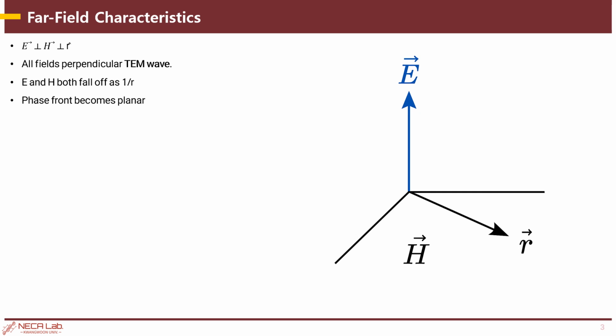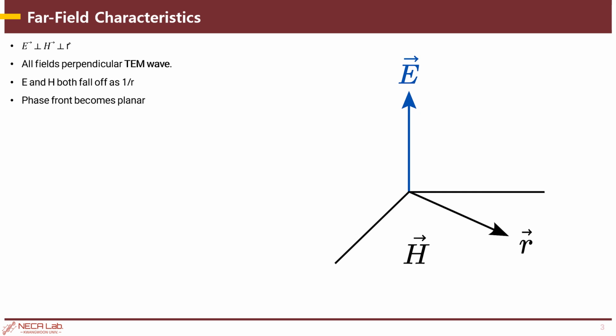Here in the far field zone, the electric field E, magnetic field H, and the direction of wave propagation are all perpendicular to each other. So it's a perfect example of a TEM wave, transverse electromagnetic. Both E and H fields decrease with distance. Specifically, they drop off as 1 over R, meaning the farther you go, the weaker the field becomes.